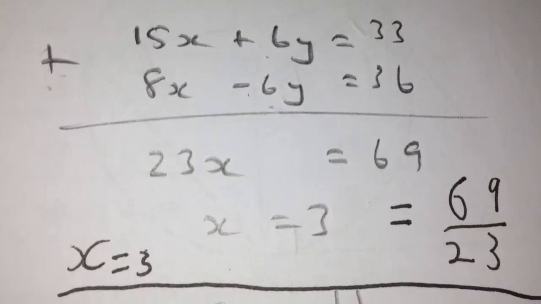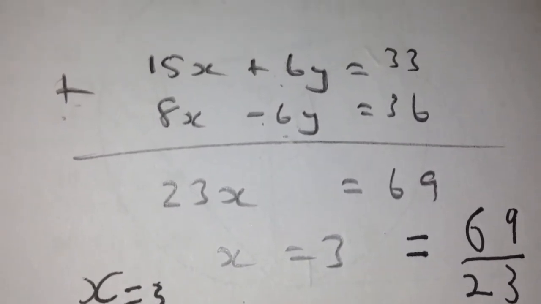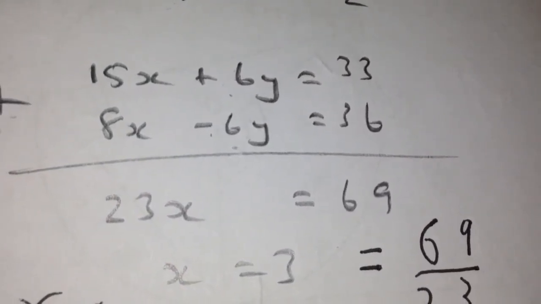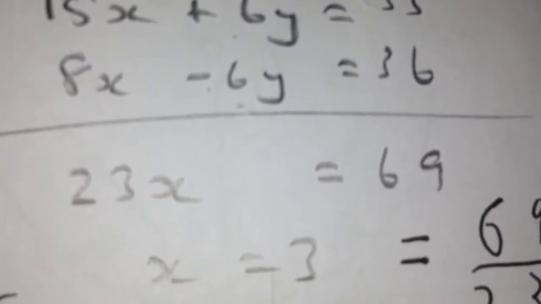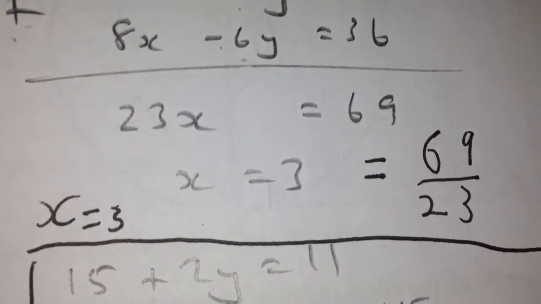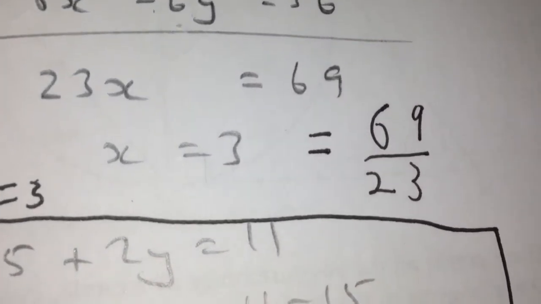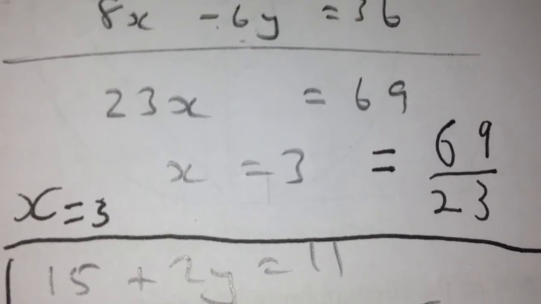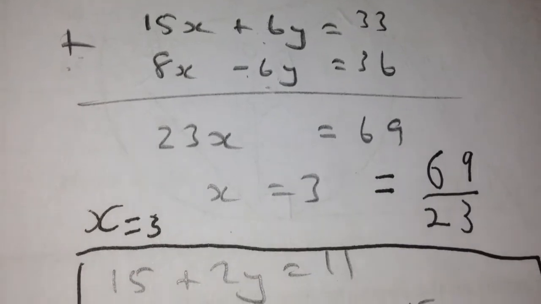As you can see here, the y's have been eliminated. We're left with 23x, because 15x plus 8x gives you 23x, and we're left with 33 and 36, which gives 69. As you can see, the 6y values are completely gone. Then it's just a simple case of rearranging the equation: you move the 23 to the other side, which gives you 69 divided by 23. The answer is x equals 3. That's 2 marks, and that can be done in a minute, half a minute, very very quickly.